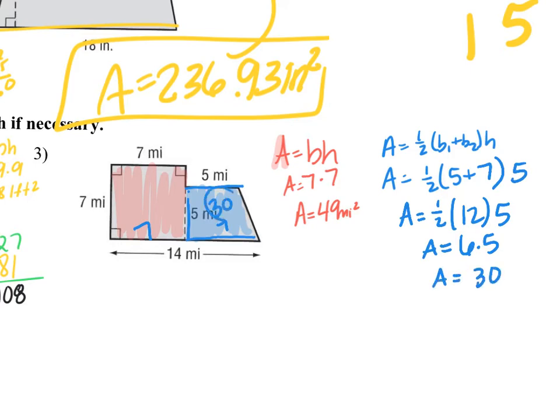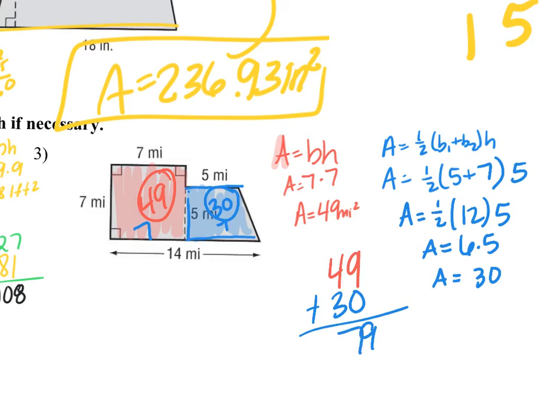Okay, so we have 30 and we have 49. So now we're going to take those pieces and add them together. 30 plus 49 is 79. So the area of this whole figure is 79 miles squared.